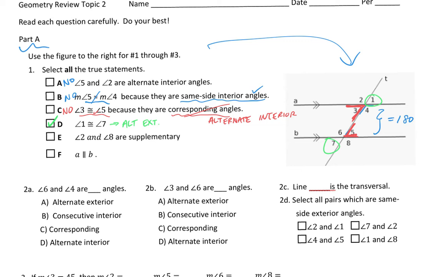Up next, it says that 2 and 8 are supplementary. Now we know that these angle pairs are either going to be congruent or supplementary. Look at how angle 2 and 8 form an alternate exterior angle pair. So they're not going to be supplementary. They're going to be congruent. Alternate exteriors are congruent. So make sure you go back and review over all of those. And definitely look at your quiz from that topic, and we had really good notes on that topic too.